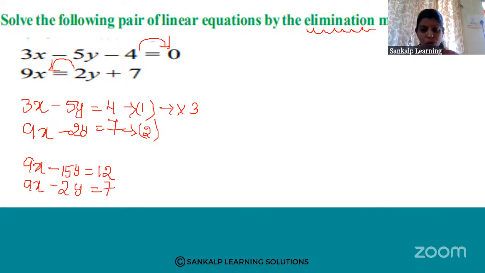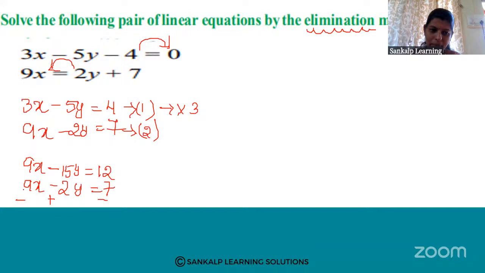Now observe carefully, the x values are equal here, right? But observe the signs. When you eliminate, only when the signs are opposite can you eliminate. Here plus 9x is there, here also plus 9x is there. That means plus plus is equal to plus only. That means we would need to add those two numbers, but we don't want to add them. We want to eliminate, we want to cancel those numbers. For that, what I will do, change the signs.